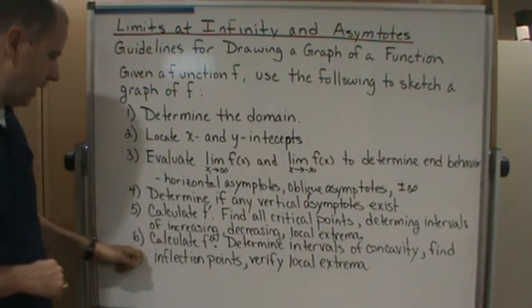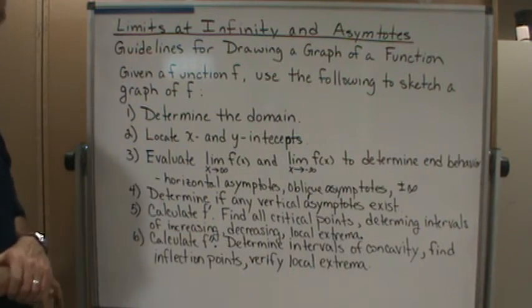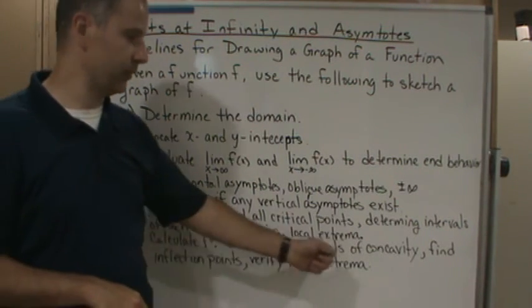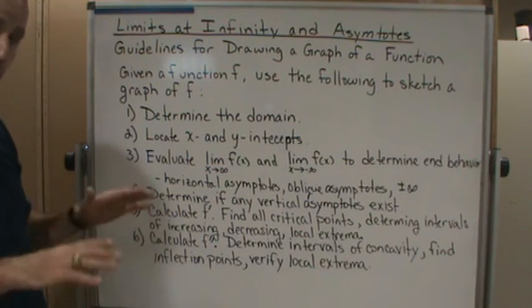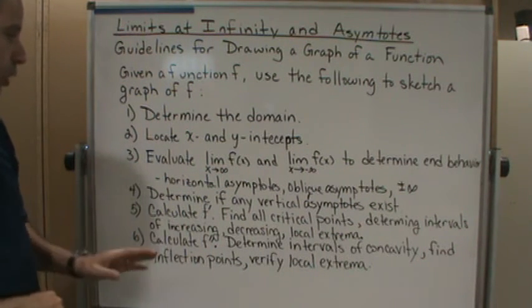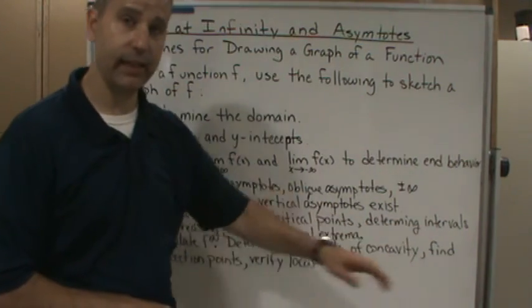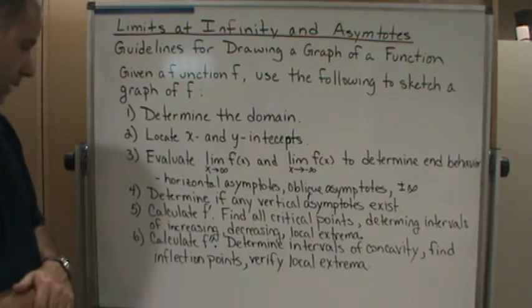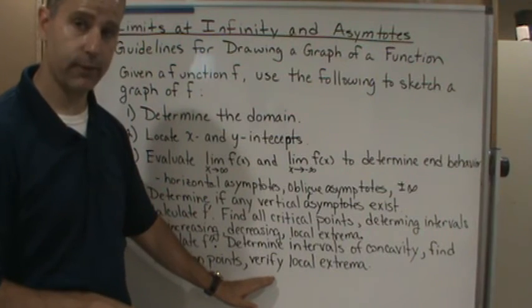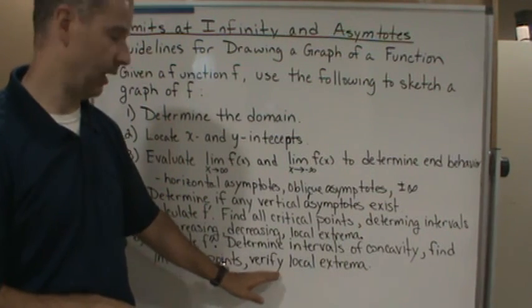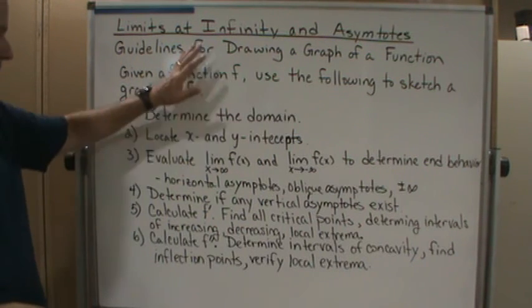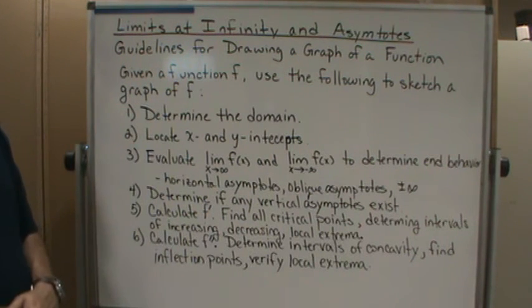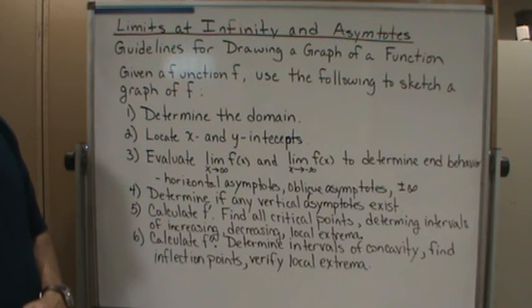And then 6, calculate the second derivative so you can determine the intervals of concavity, so you can see if it curves up or curves down over a certain interval. You can also use that to find the inflection points, and you can also use the second derivative test to verify local extrema. Okay, and so these are the 6 steps that you should use as a guideline to sketch the graph of any of the functions that we're dealing with.